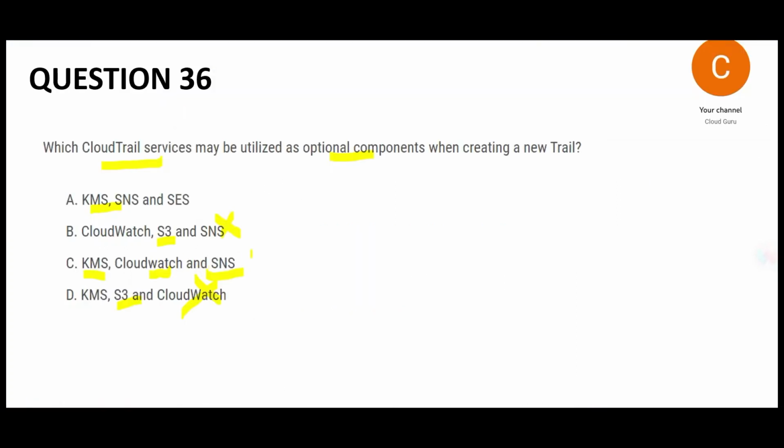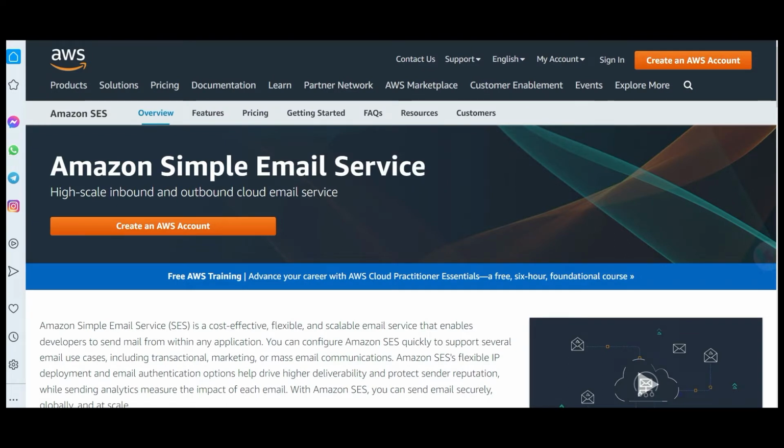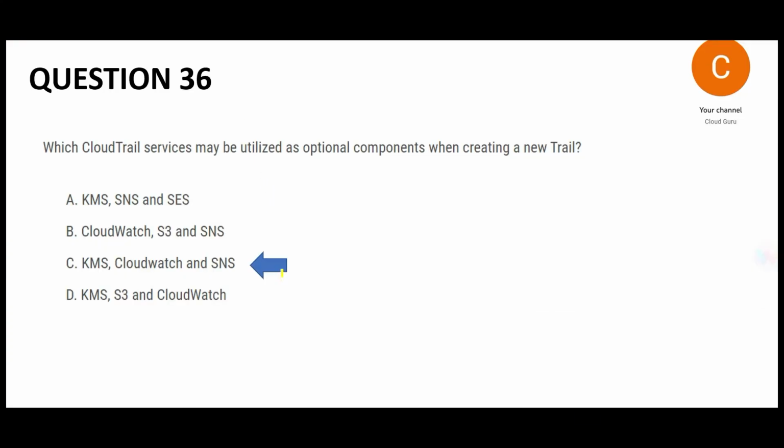So it seems C should be the right answer. I showed you KMS, CloudWatch, and SNS, that these three are optional. But let us look at SES as well. If you see this, SES is integrated with CloudTrail, and it doesn't seem to be an optional service. So if we talk about what SES is, it is an inbound and outbound email service, and that is pretty much used extensively for APIs. So this would be my final answer. We will lock this and move forward.